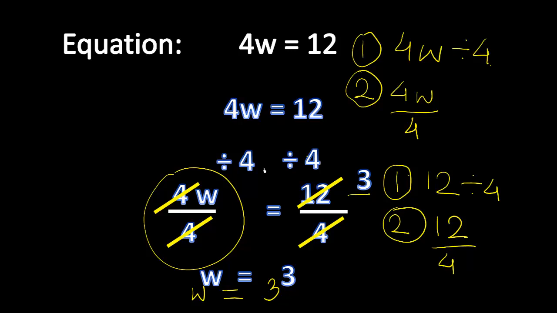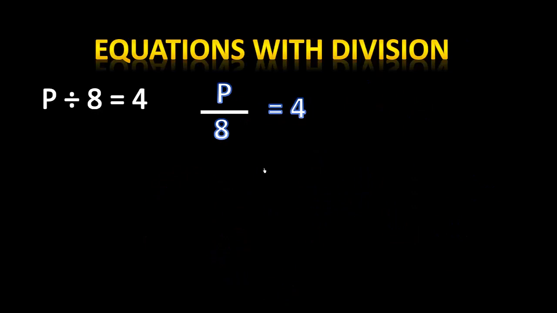Now let's see how we can solve an equation including division. Over here our equation is p divided by 8 is equal to 4. We can write the same thing in this form: p by 8 is equal to 4. What will we do now? We're going to have to multiply it by 8 so we can get p all by itself, like this.